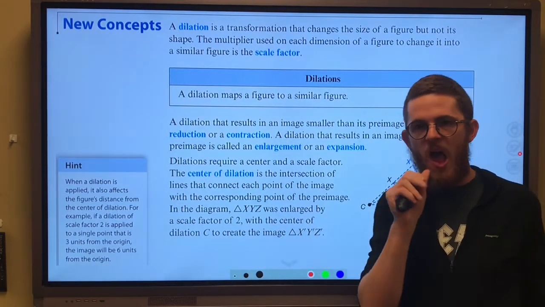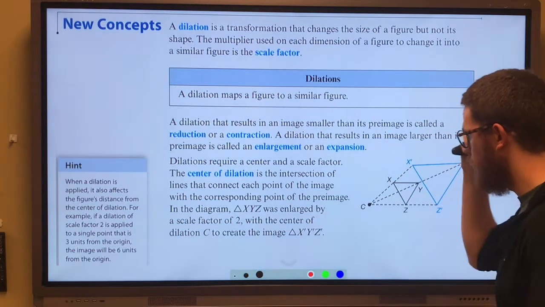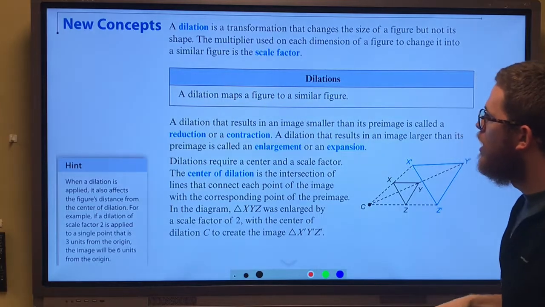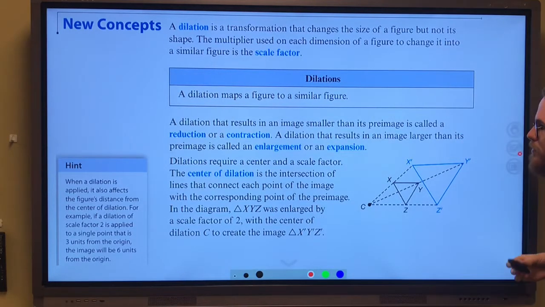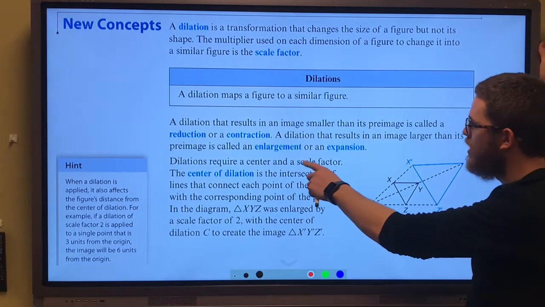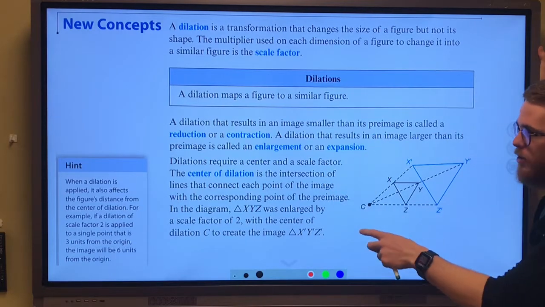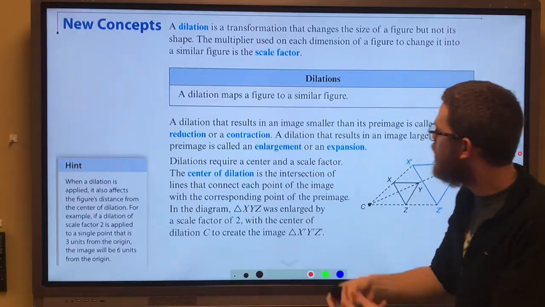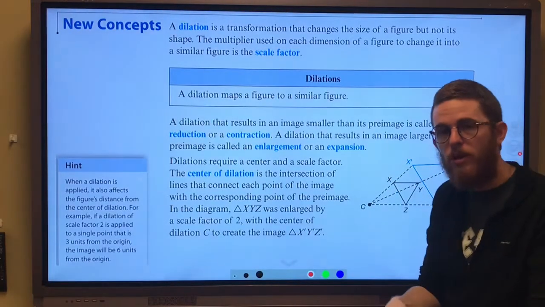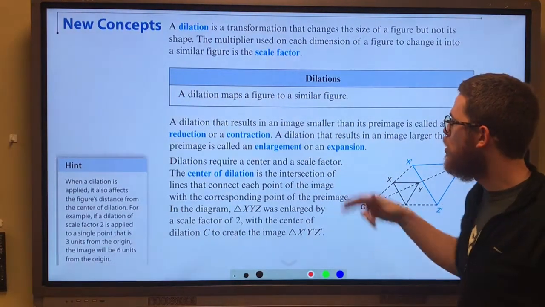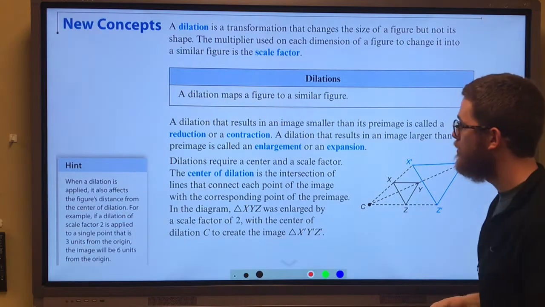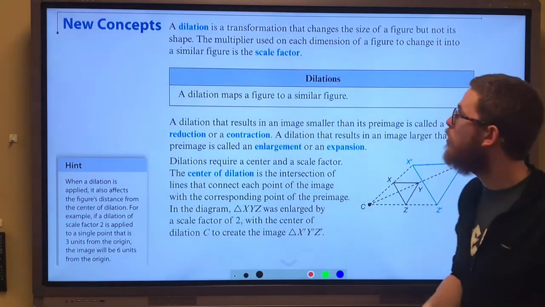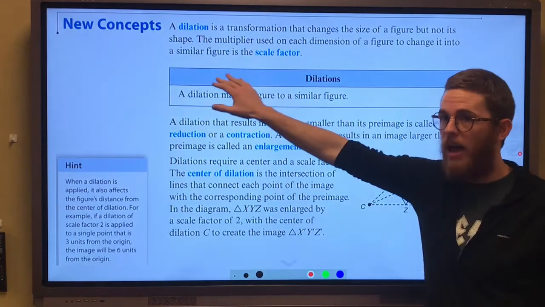Okay, we're changing the size of our figure. We also may change the position. So, a dilation that results in an image smaller than its pre-image, if it gets smaller, it is a reduction or a contraction. If it gets larger as we go from the pre-image to the image, it's an enlargement or an expansion. And whether it gets larger or smaller all depends on its scale factor.